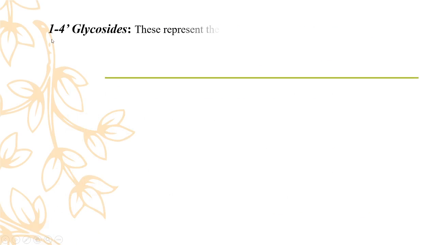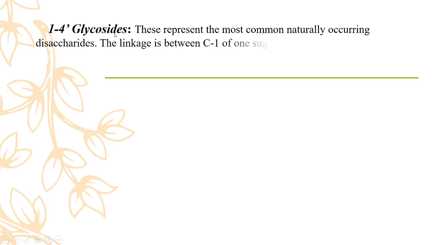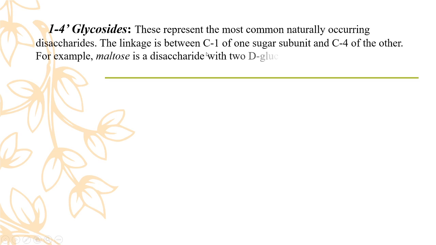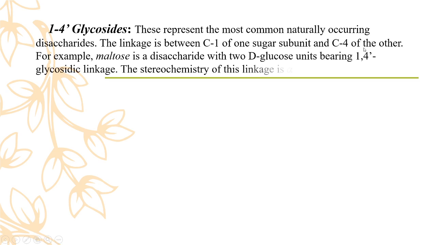So you can see the first one is a 1,4 glycosidic linkage, or a 1,4 glycoside. This represents the most commonly occurring natural disaccharide. The linkage is between C1 of one sugar subunit and C4 of the other. That means the anomeric carbon of the first monosaccharide is C1, okay, and the hydroxyl group of the C4 carbon of the other sugar, then the linkage is a 1,4 glycoside.